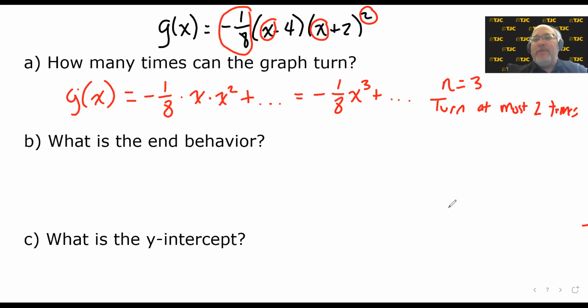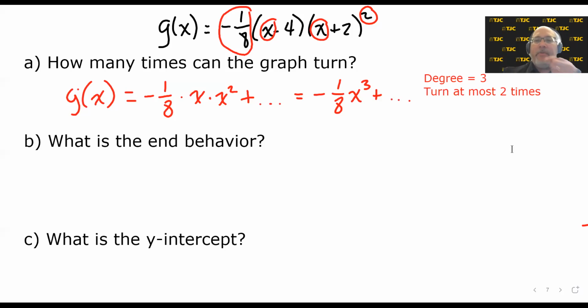That says at most 2 times. It's about to say it a lot better. There we go. The degree equals 3, so it can turn at most 2 times. What is the end behavior?